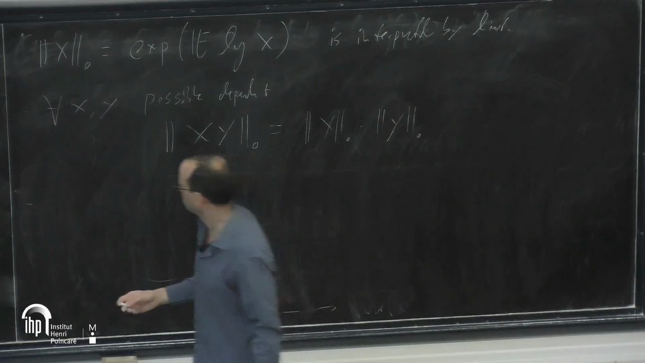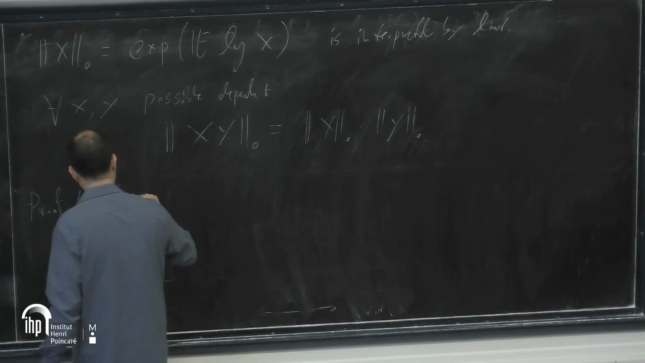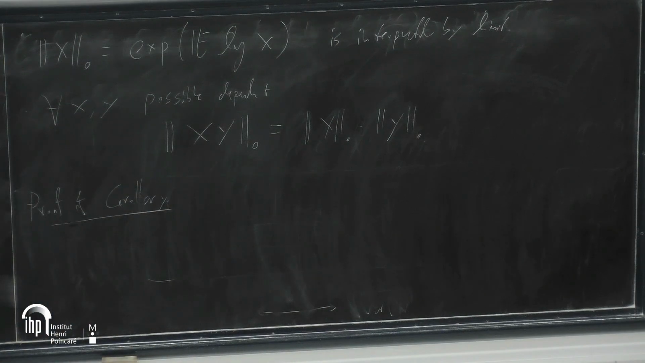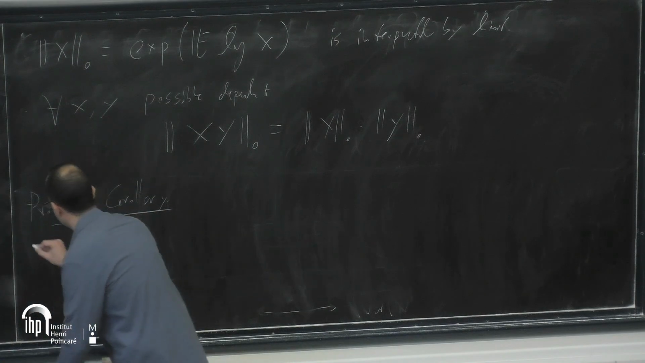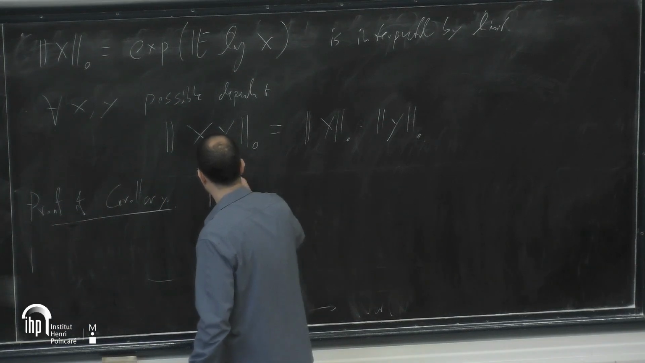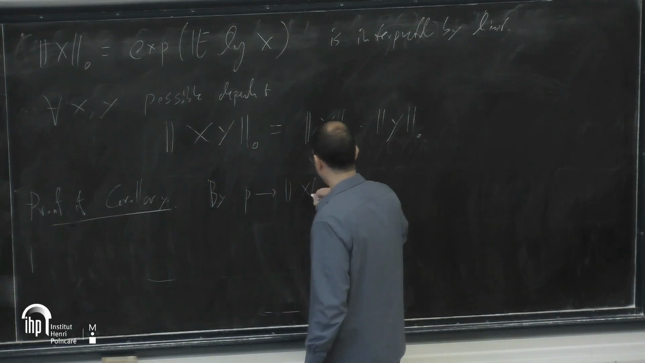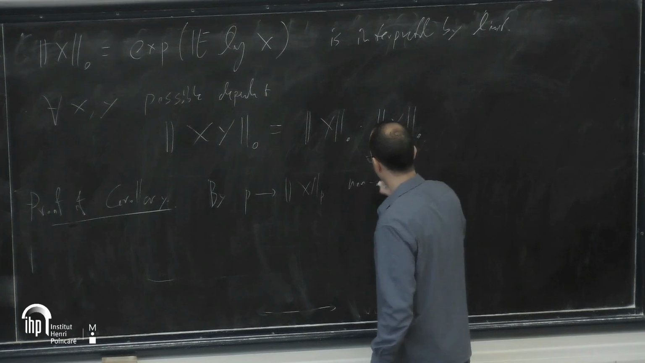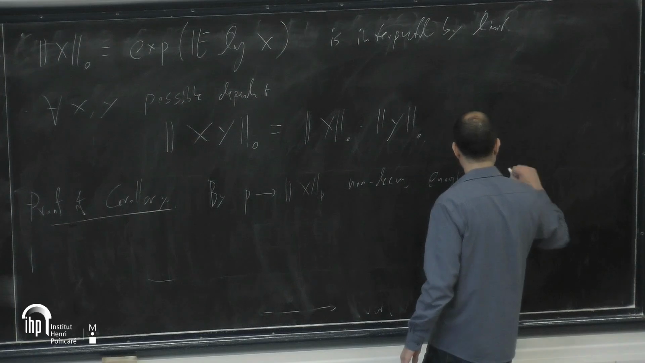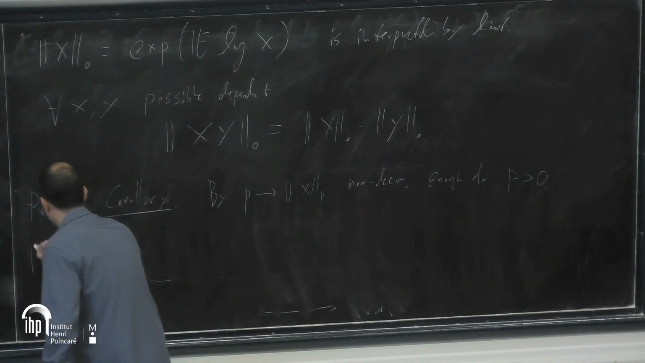Okay, so let's prove this corollary. I'll only do one half. The other half is of the same complexity. So let me just prove it for some p. By monotonicity in p, non-decreasing, it's enough to prove it for p at least zero, at least this inequality.